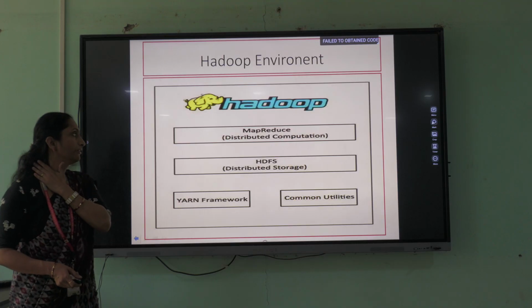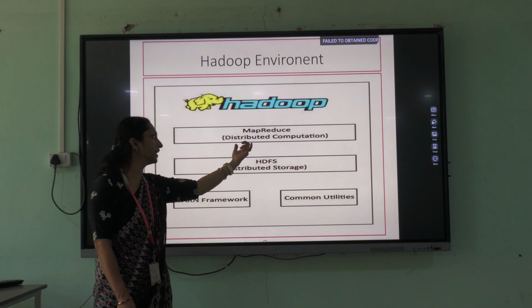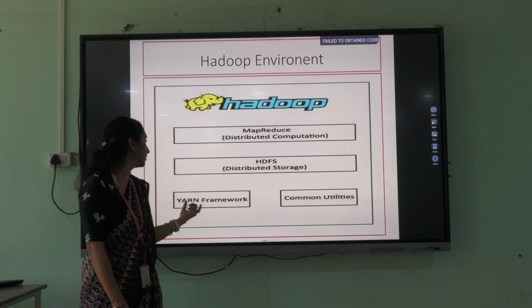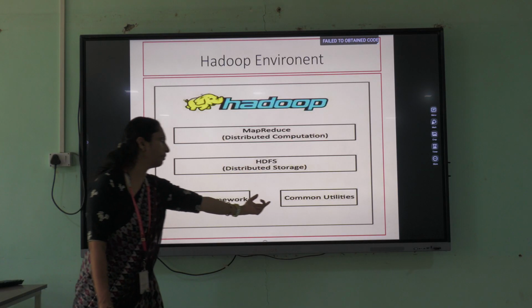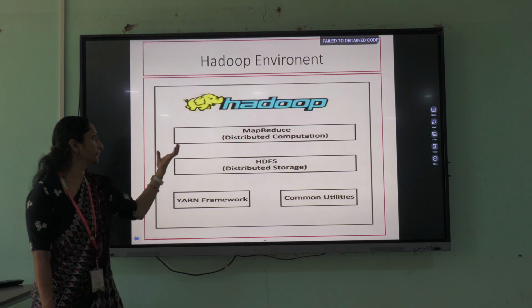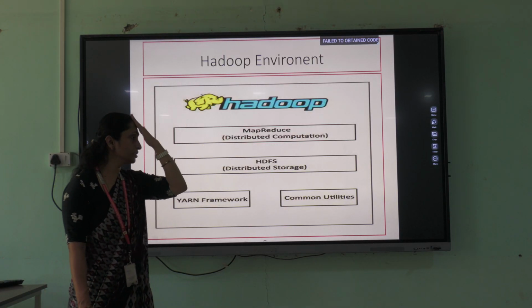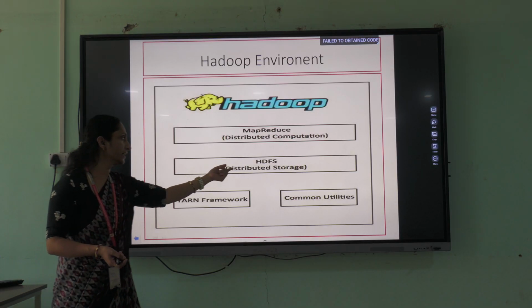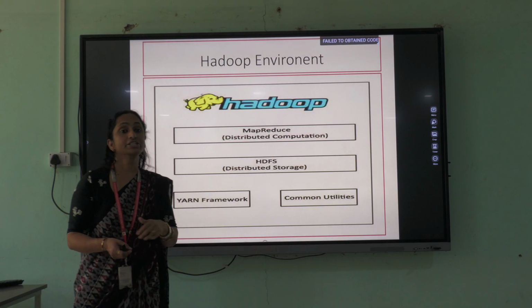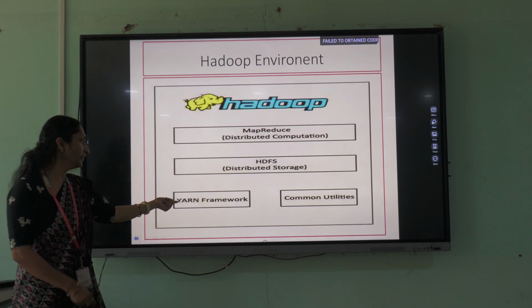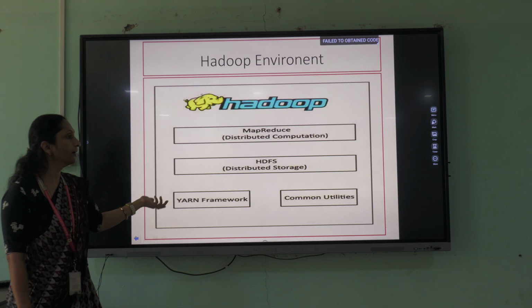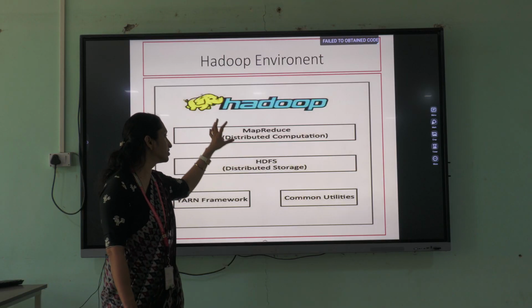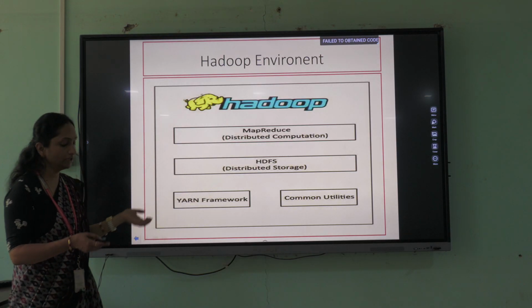So this is a Hadoop environment. First component is MapReduce, and second one is HDFS, Hadoop Distributed File System, the YARN framework, and common other utilities supported for this framework. This MapReduce is used for the transformation and processing of the data. HDFS is used for distributing and storage of data. YARN framework is used for managing and controlling of the resources. Other common utilities, based on the application demand, we will use all that.